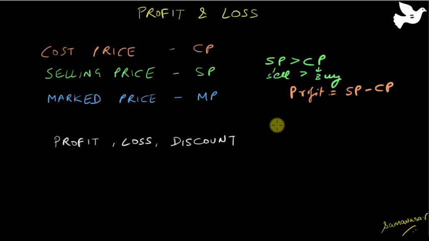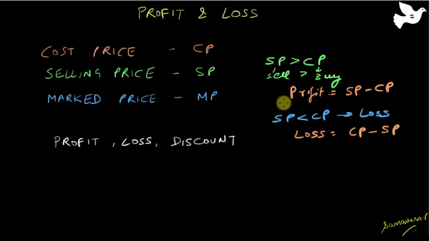Similarly, you'll have a loss where your selling price is less than the cost price. This would mean a loss. And in this circumstance, the loss will be equal to CP minus SP. This should be fairly straightforward. Now let me go on to what is marked price and what is discount.